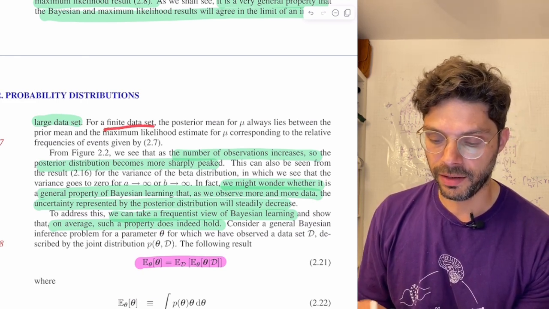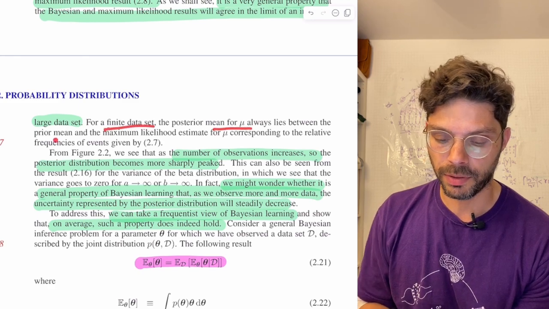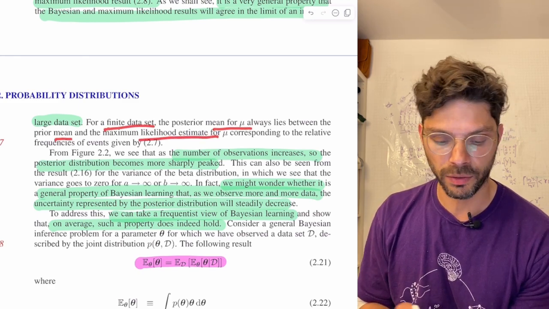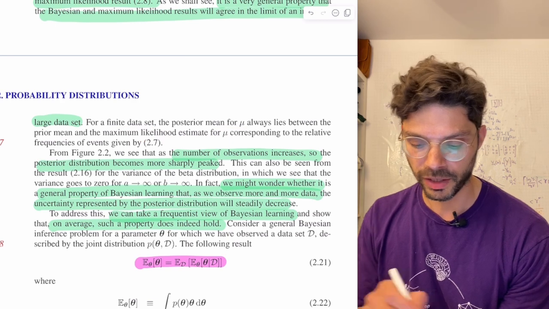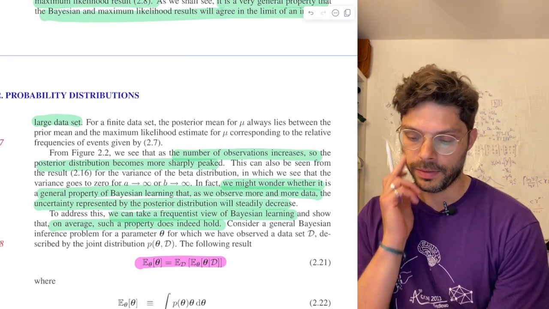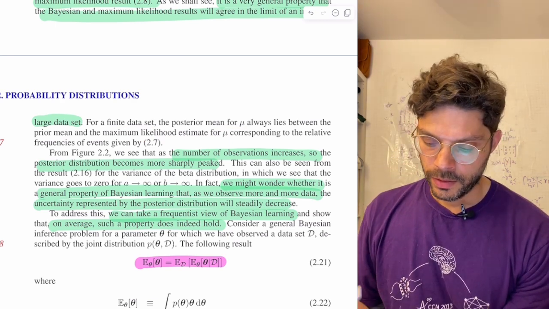And then he says for a finite data set, the posterior mean always lies between the prior mean and the ML estimate. So again, that's an exercise. Looks like a fun one to work out. Okay. Now for the last little bit.